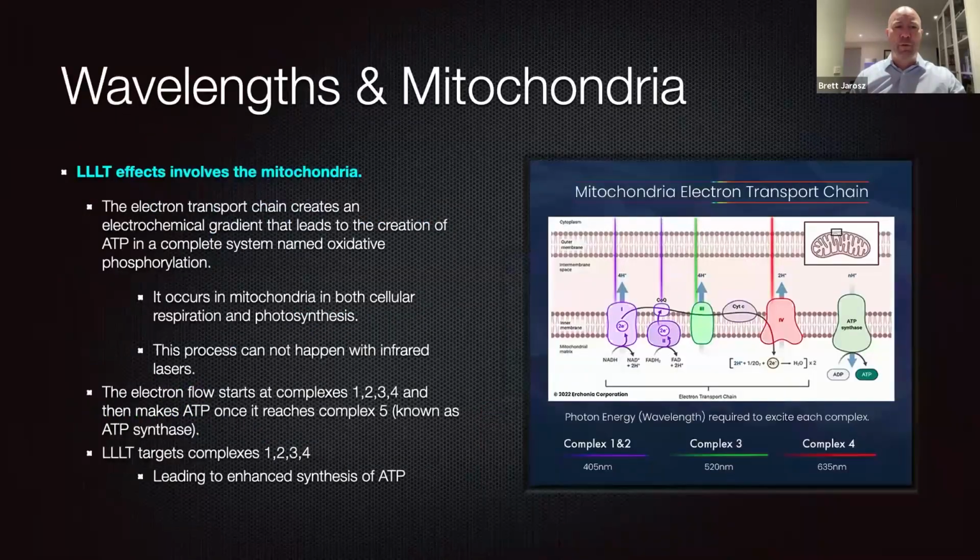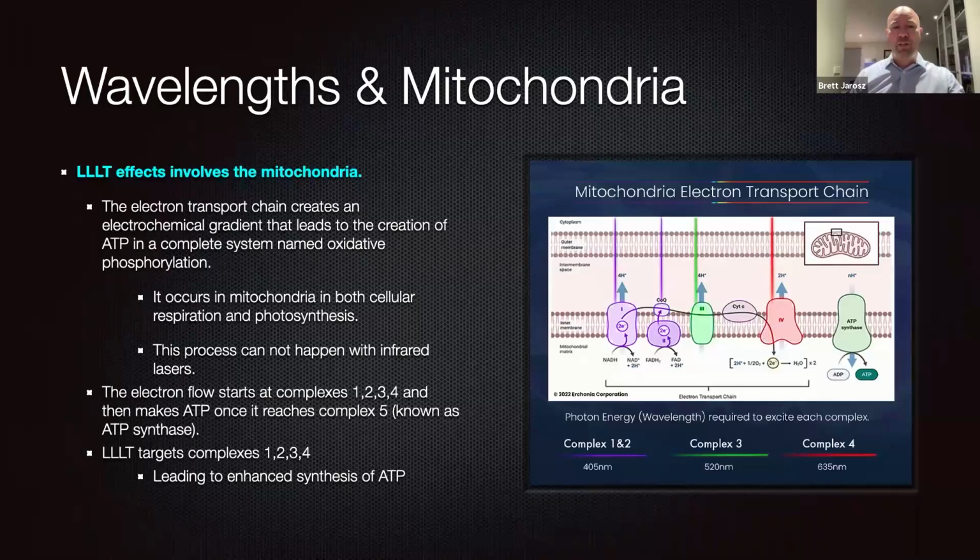As we've said before, low-level laser effects involve the mitochondria. The electron transport chain creates an electrochemical gradient that leads to the creation of ATP, as we talked about, which we know as oxidative phosphorylation. It occurs in the mitochondria in both cellular respiration and in photosynthesis. Think of the same process occurring with plants absorbing sunlight. This process cannot happen with infrared lasers. As we said, infrared is absorbed by water, and it makes water molecules oscillate, creating a photothermal effect.